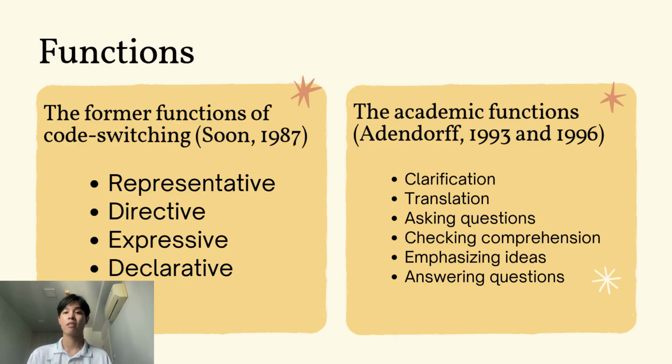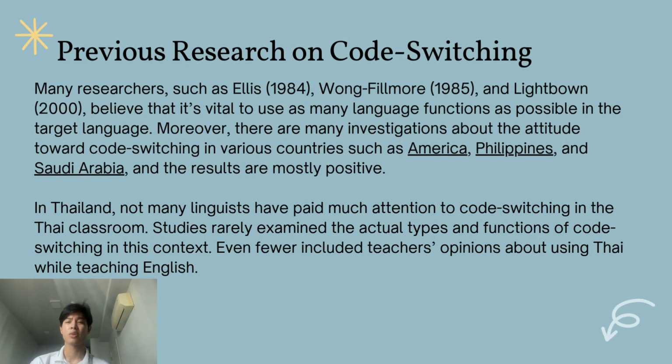Next, code switching functions. The formal functions of code switching are categorized as directive, representative, declarative, and expressive. The academic functions are for clarifications, translations, asking questions, answering questions, checking comprehension, and emphasizing ideas. Next, previous research on code switching.